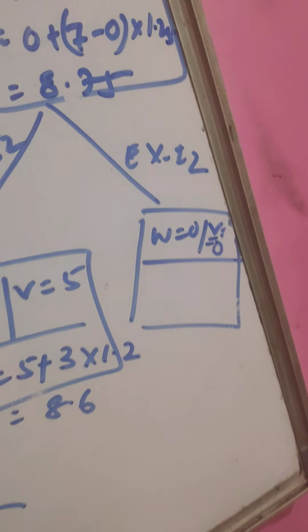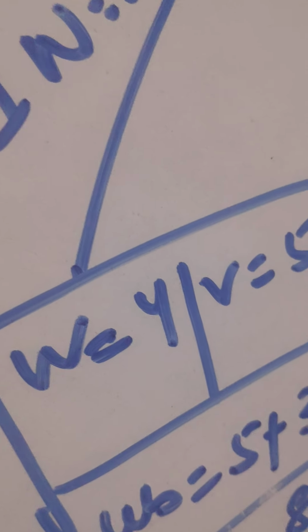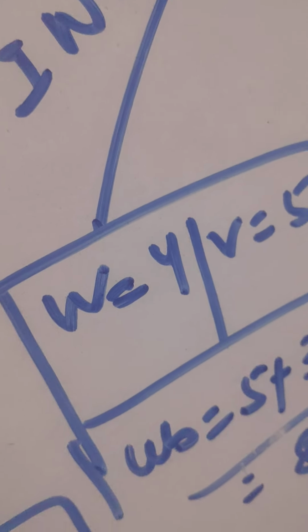In exclusions, again weight is 0, V is 0, and upper bound is equal to 0 plus 7 into 1.2, which is 8.4.